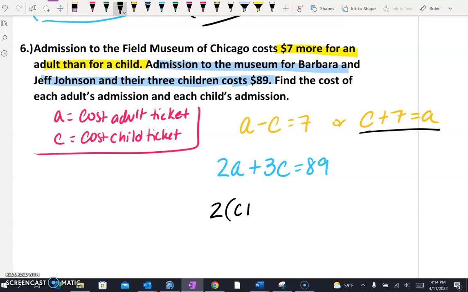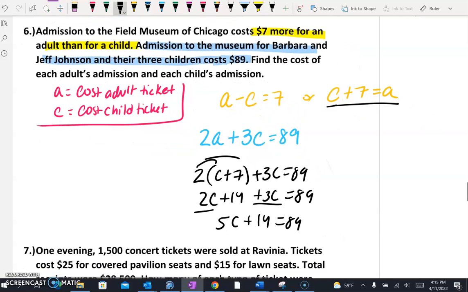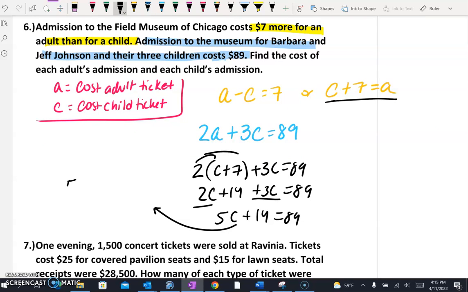So I'm going to do 2 times C plus 7, and that's going to be replacing my A. Plus 3C is 89. Distribute your 2. Okay, I've got 5 C's altogether. Plus 14 is equal to 89. So from here, I've got 5C is equal to 89 take away 14. That's going to give us, looks like 75. Divide by 5. And we'll find our price of our child's ticket. So $15 for a child's ticket.